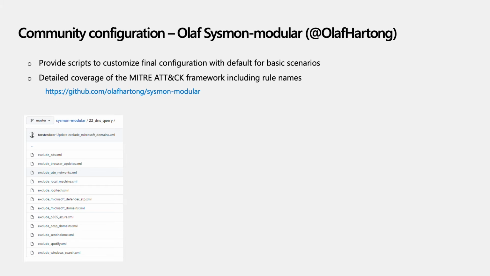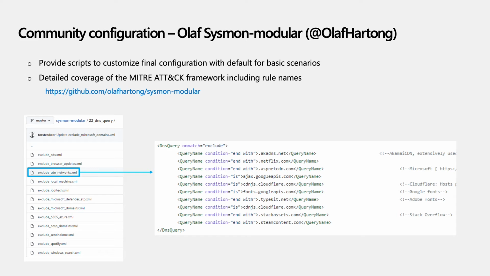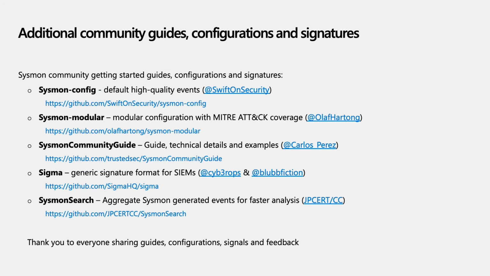If you look at the GitHub repo for that configuration, you can see all the files, and each one has a special include or exclude for different reasons. For example, the CDN network file for DNS query has a list of all the CDN query names that you want to exclude and the reasons why, which is very useful in an environment where you're going to see a lot of DNS queries and there's a lot you might not care about. Here I put a list of guides, configurations, and signatures available for Sysmon.